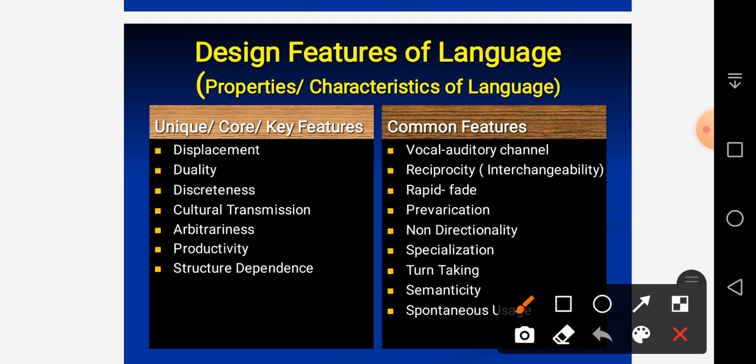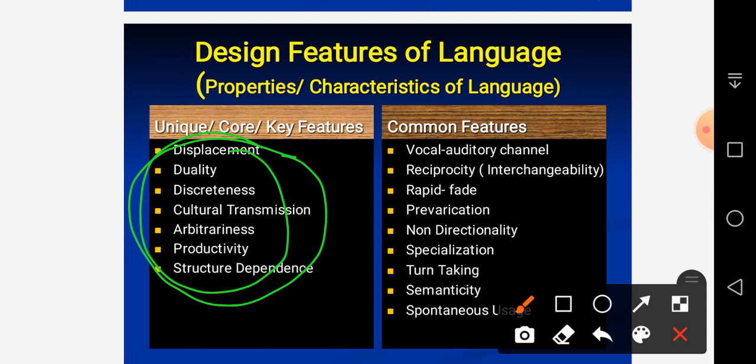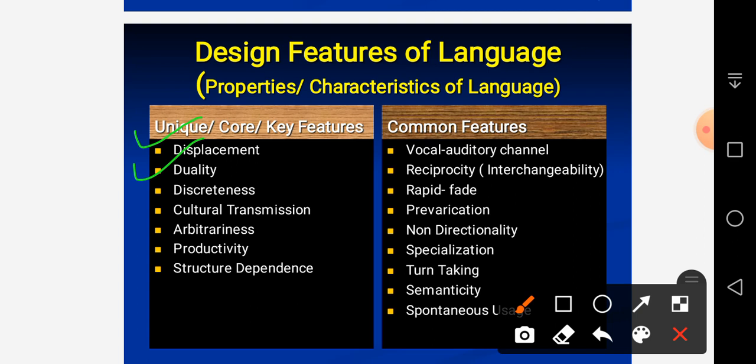Although these features are found in animal communication systems too, the degree of presence there is not so pervasive and not so forceful. So only humans possess these features in full. This includes displacement, duality, discreteness, cultural transmission, arbitrariness, productivity, and structure dependence.